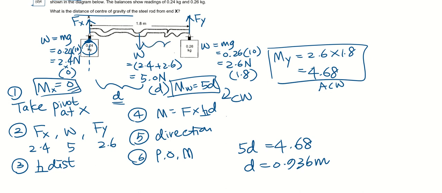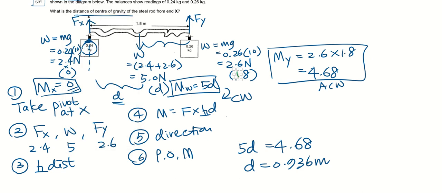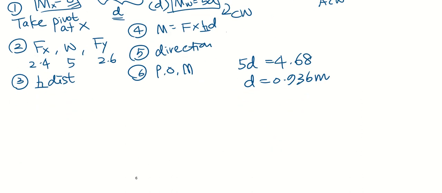You can try out using the pivot at Y, and after that using 1.8 minus that distance. As an alternative method, some students may want to put the pivot at Y and find this green color d, and then use 1.8 minus d to find this distance. You can try it.